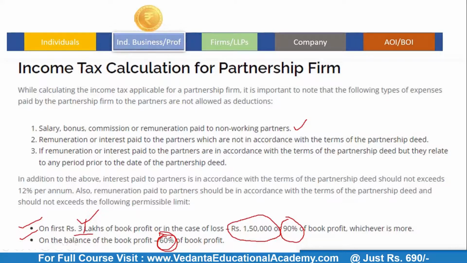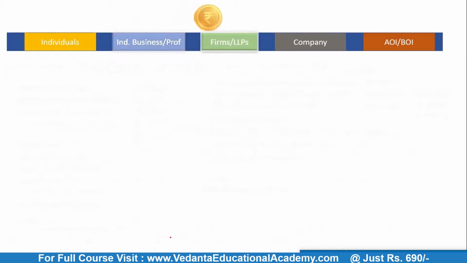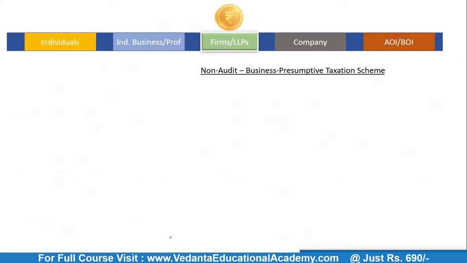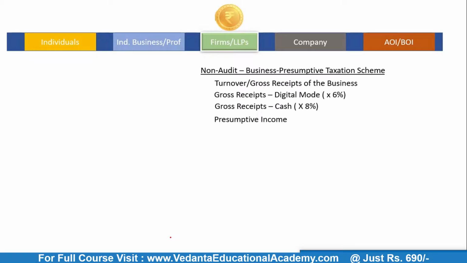Even a partnership firm can also go for the presumptive taxation scheme, so they need not declare the book of account, they need not showcase the book of account statement to the government, and they need not file any document to the government while filing the income tax return if they opt for the presumptive taxation scheme. So again, to be eligible under the presumptive taxation scheme, the business turnover must be less than 2 crore.